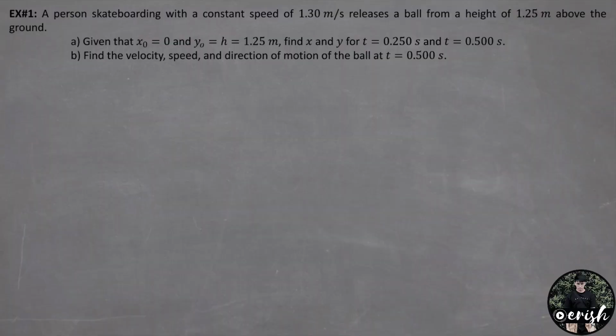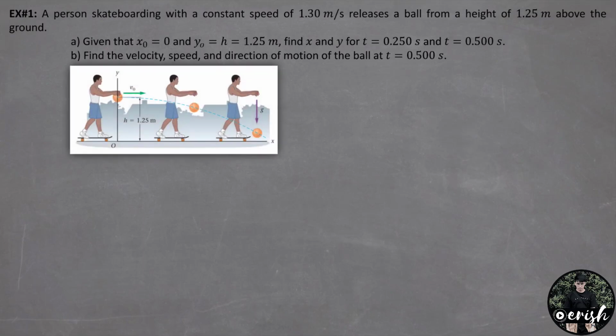Example number 1, a person skateboarding with a constant speed of 1.3 meters per second releases a ball from a height of 1.25 meters above the ground.